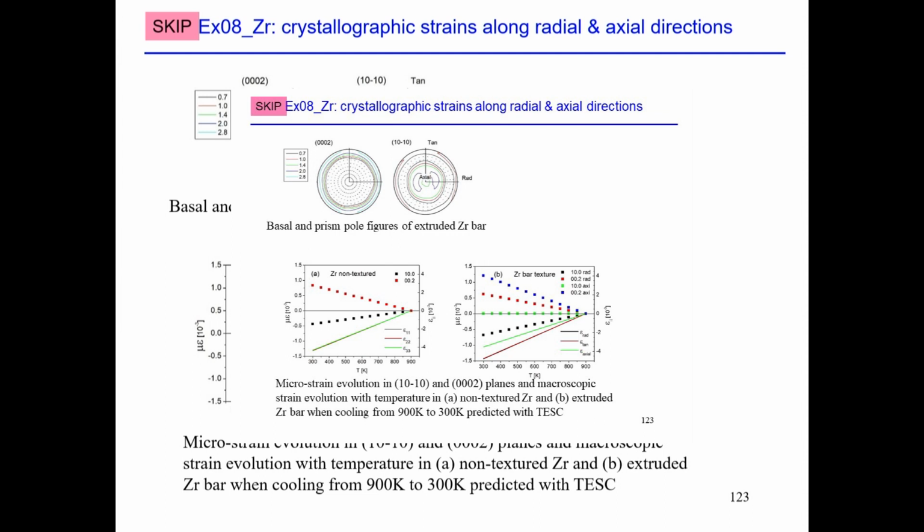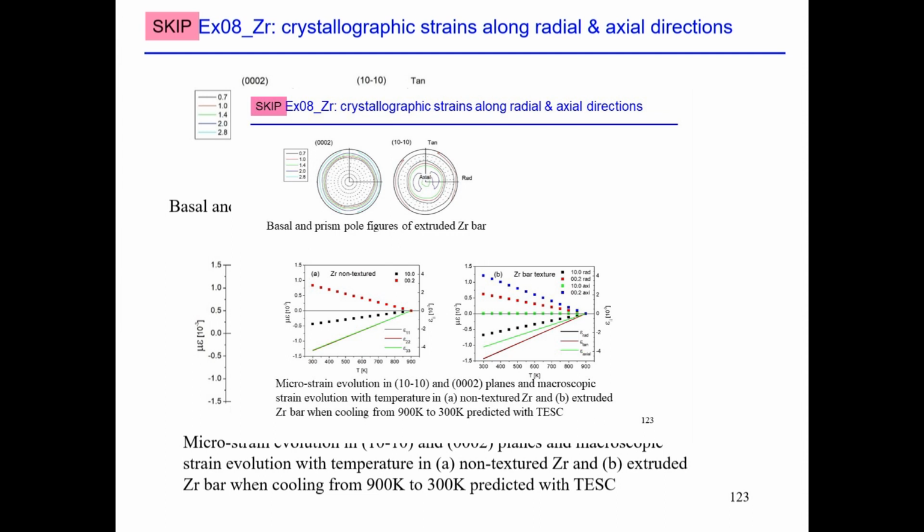Now, the points are telling you what is the strain in the prismatic planes and what is the strain in the basal planes, the elastic strain. And as you can see, the prismatic planes are going into compression, and the basal planes, as you cool your material, are going into tension. Now, when you give the material a texture, what happens in the radial direction and in the axial direction is different.